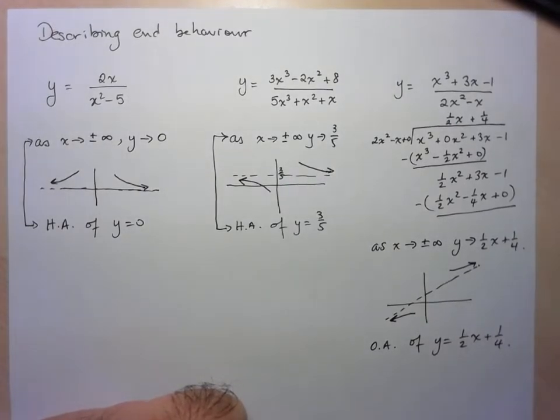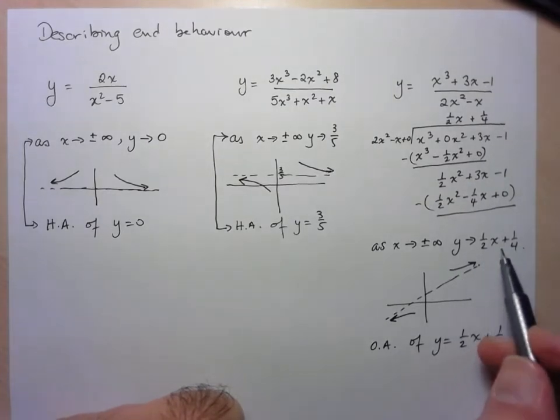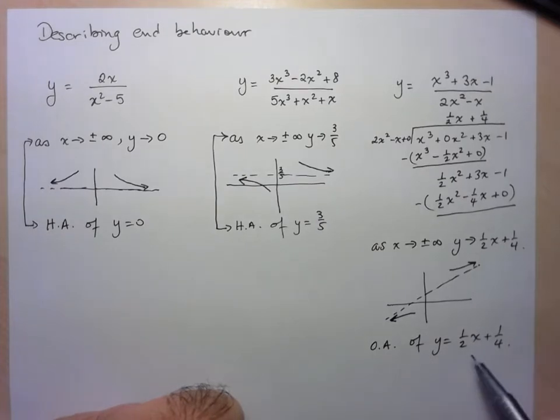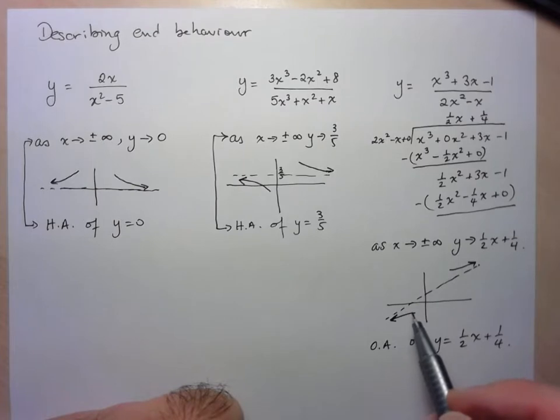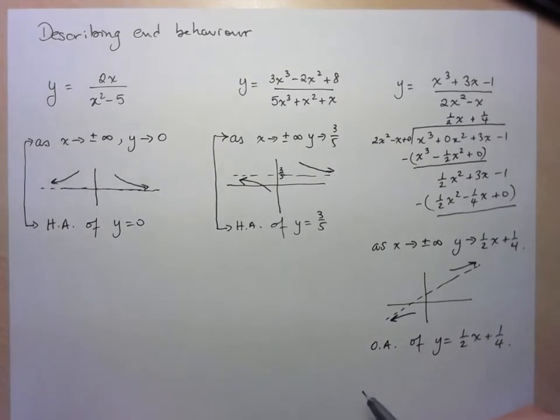Okay. Now, if you did want to know, you just look at this function here, and you realize, well, as x goes to positive infinity, my function has to also be going to positive infinity, because that's where 1/2 x plus 1/4 is going. As x approaches negative infinity, well, the y's are going to be approaching negative infinity, because that's where this function here is going as x approaches negative infinity.